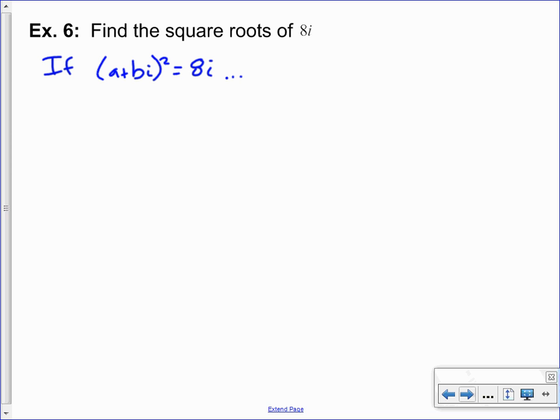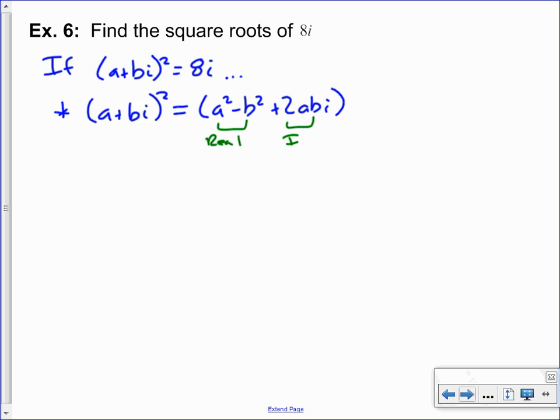If you set it up as a square and you do a plus bi, you have to remember the following, right? A plus bi, once you square that, is going to be a squared minus b squared plus 2abi. So a squared minus b squared is your real term now, and this part is your imaginary. So I'll switch it up.